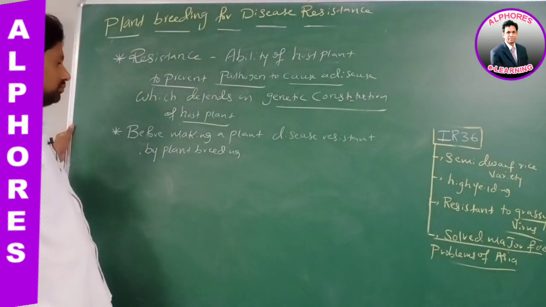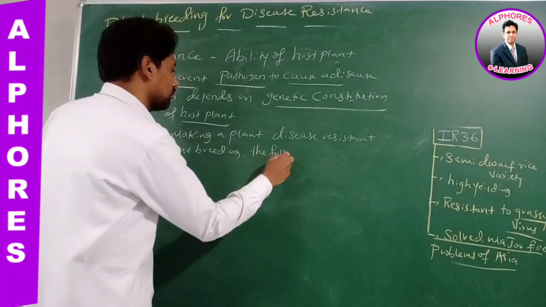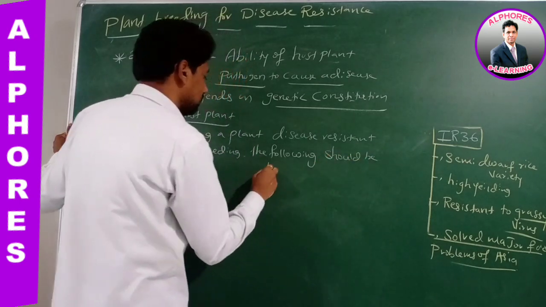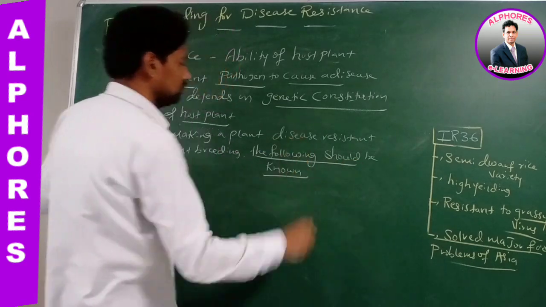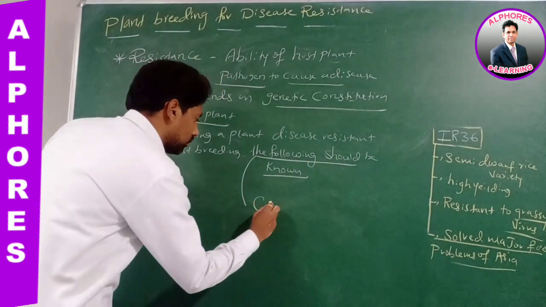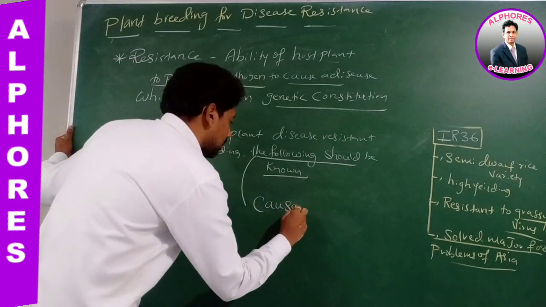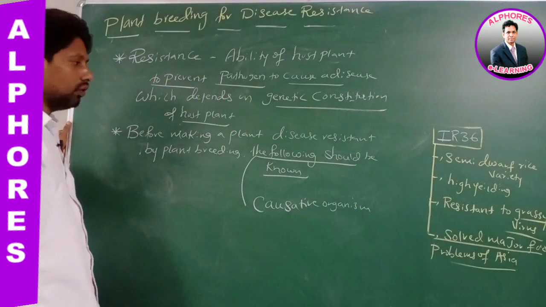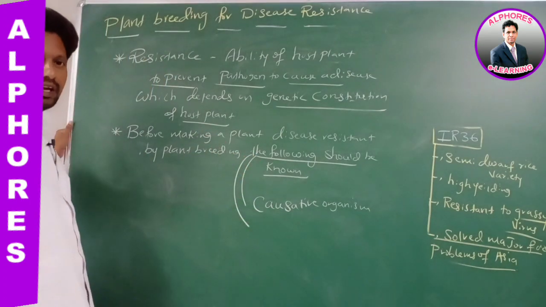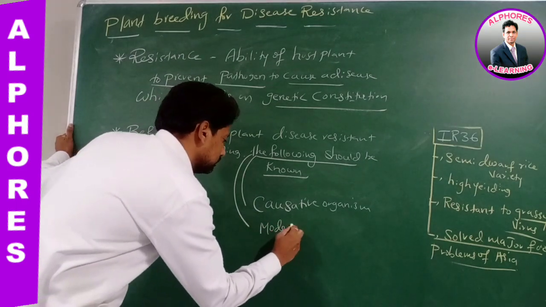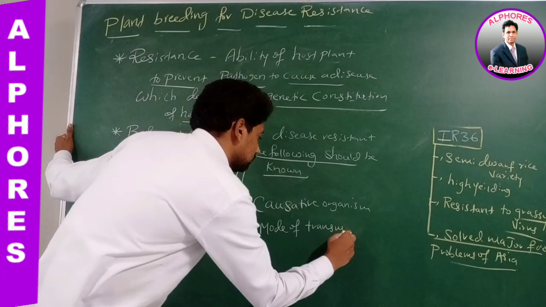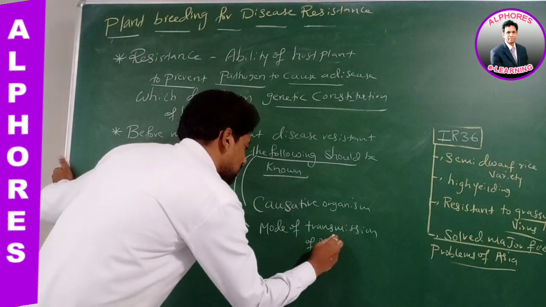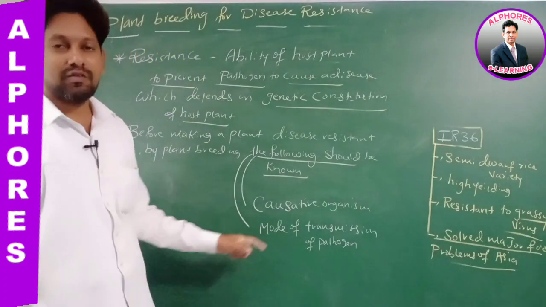what should be known? The following should be known. Number one, the causative organism, meaning the organism which caused the disease. Number two, the mode of transmission of the pathogen. It means how the pathogen is moving from one part of the plant to another part, or from one plant to another plant.